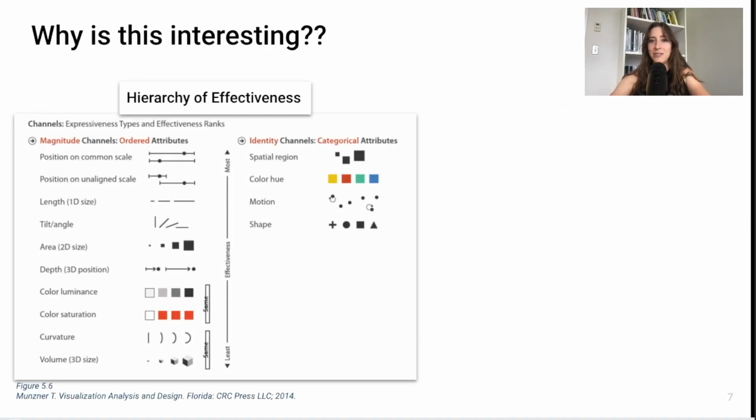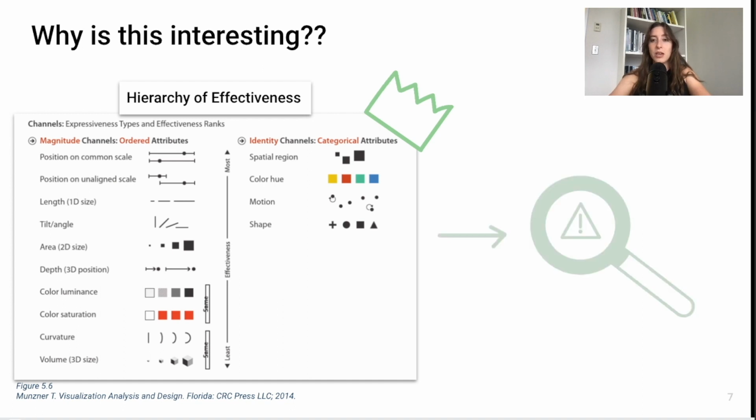Well, typically within the visualization community and viz education, the hierarchy of effectiveness is the go-to method for understanding what makes a visualization effective and informing design decisions. So right now this reigns supreme, but sometimes it's not always effective in helping us understand the nuances between different visualization design decisions. An example of this I'll show you on the next slide.